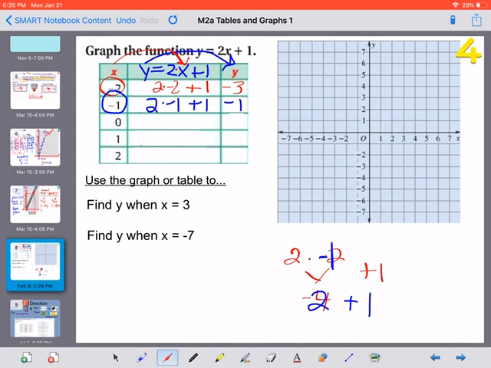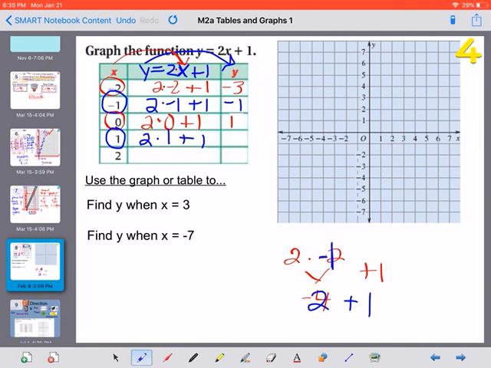Then plugging in for x a 0, remember you're taking the x out and replacing it with what x represents, or what is x? X is 0, and then plus 1. 2 times 0 is 0. 0 plus 1 is 1. Next, plugging in a 1 for x up here. 2 times 1 plus 1.